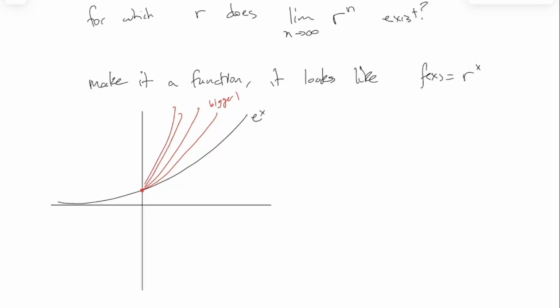Over here, these would be curves where r, the base, is bigger than e, where I'm looking at r to the power x, where r is a bigger number than e. E to the x is the classic one, the OG, if you will. And then on the other side, these steeper ones go below. You could also consider values of r which are less than e, and they go less steep, like so.